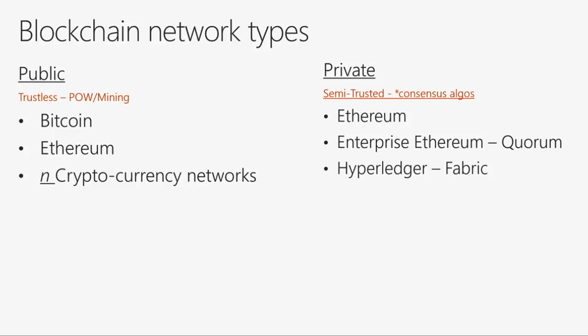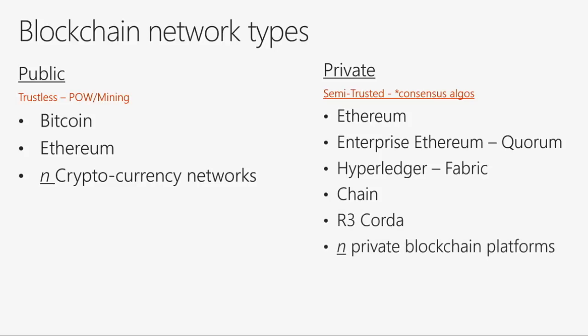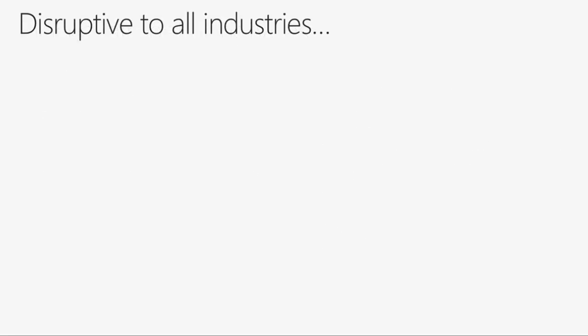Of course, there's Hyperledger Fabric. Most people associate this with IBM, so this is sort of their approach. And there's others like Chain and R3 Corda, and there's a myriad of them out there. So there's a lot of different options for private blockchains.